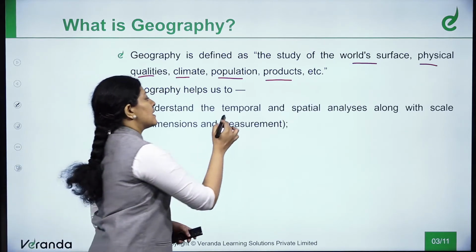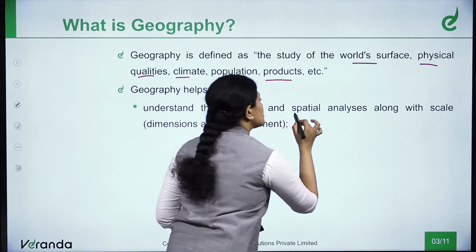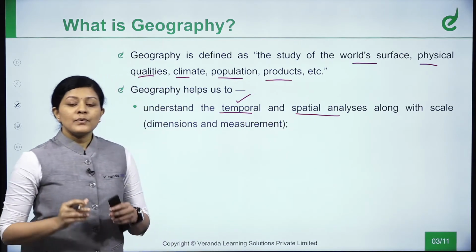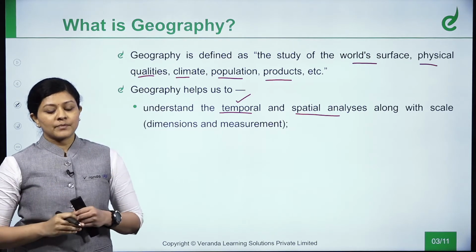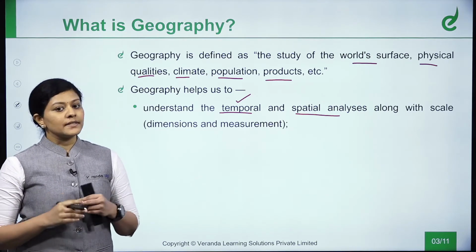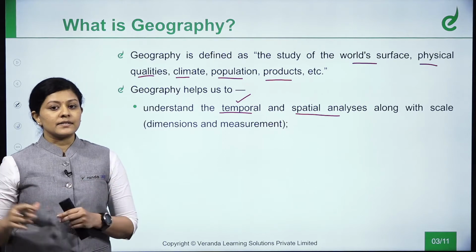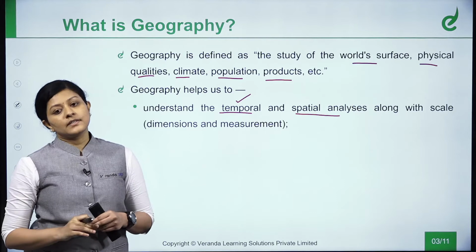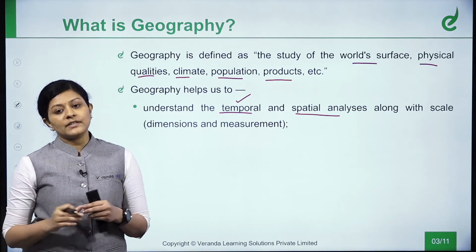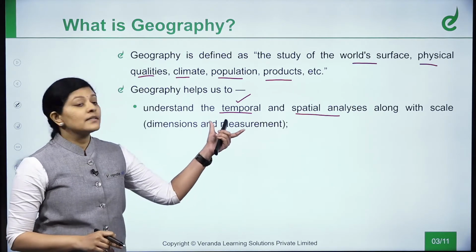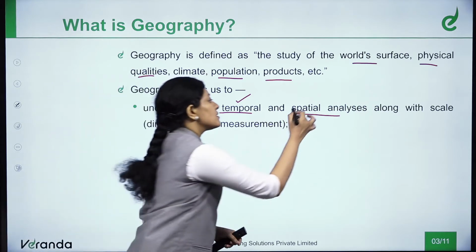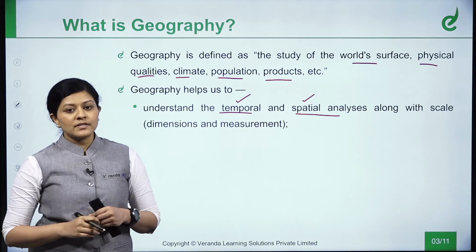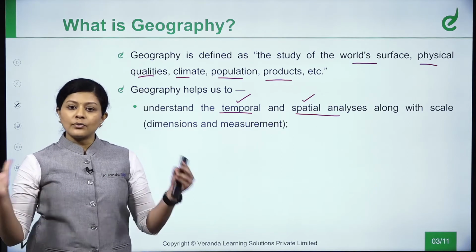Geography helps us to understand the temporal and spatial analysis. What is temporal? We study a landform with respect to time. A mountain doesn't get built in a single day. It takes time over many years. So we'll study a mountain system for a temporal structure, like over time, over many years, for thousands of years. So that is temporal analysis. What is spatial analysis? We are not going to just study a single mountain system. We are going to study the mountain systems around the world.